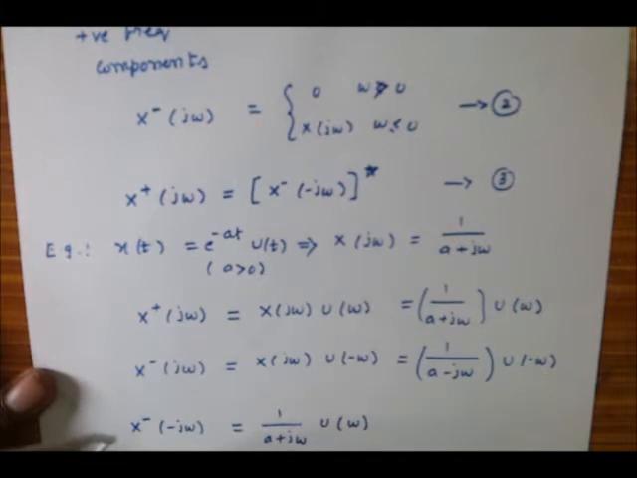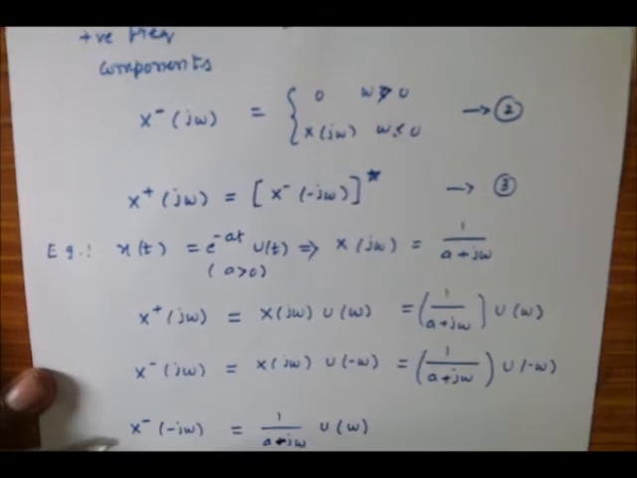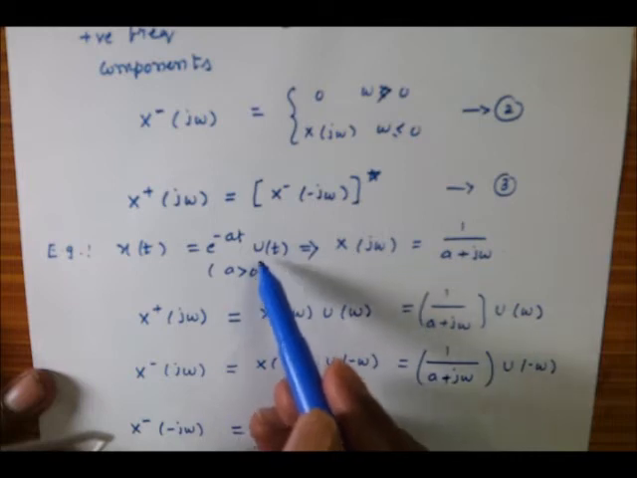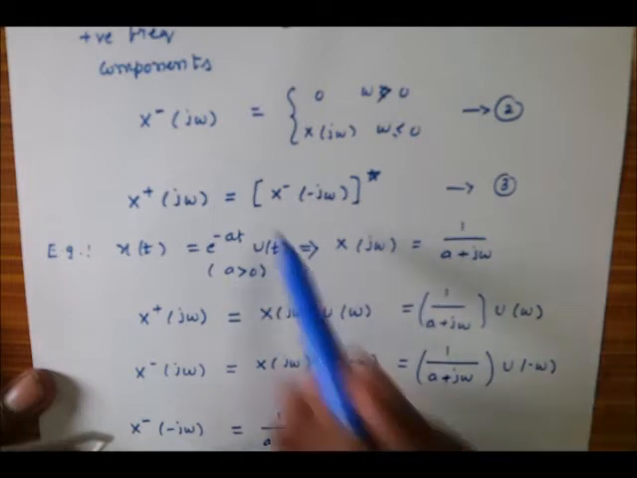Sorry. So here x minus of j omega will be x of j omega and u of minus omega. So x minus of minus j omega will be x minus of j omega, and the corresponding conjugation will give me this. But this is the same as our positive frequency components x plus of j omega. So we have proved that for any real signal x of t, this condition is satisfied.